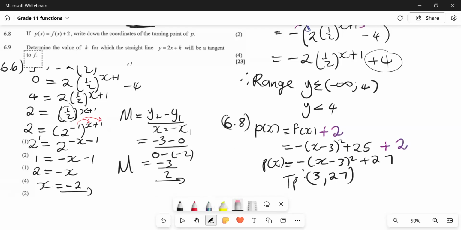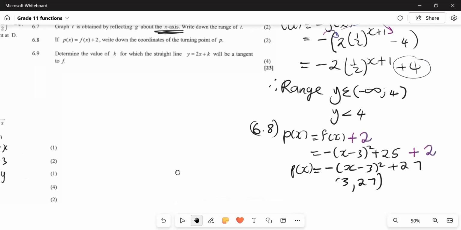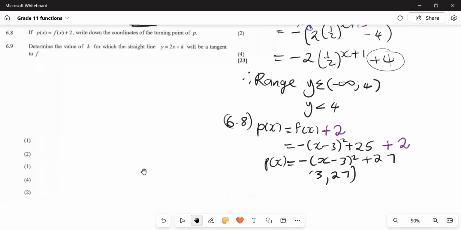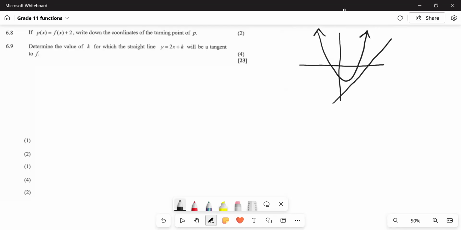For 6.9, let me try and create some spacing. Here they are saying, determine the value of k for which the straight line y equals 2x plus k will be a tangent to f. Let's go back to the basics. This is your parabola, and then this is your straight line, which becomes your tangent, for example.